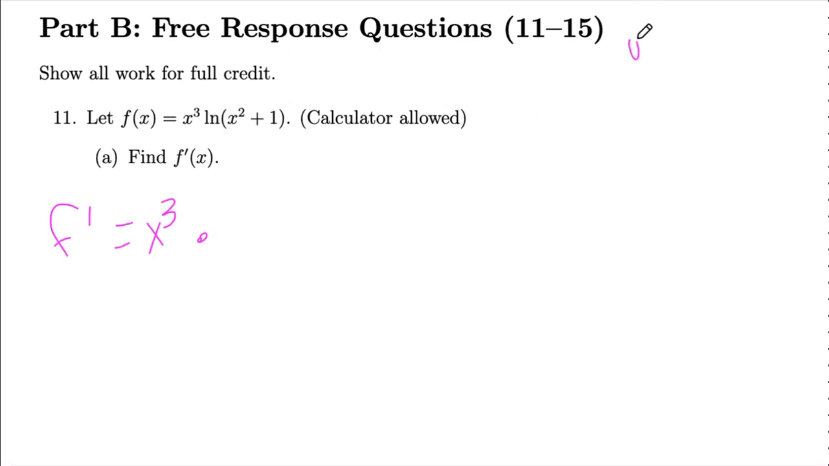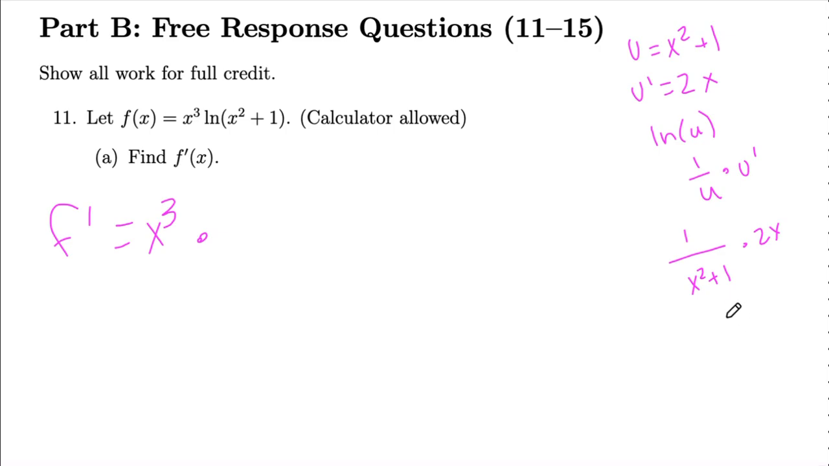So I'm going to let my u equal x squared plus 1, which would make my u prime 2x. And then I'm just going to rewrite this as ln of u, and I'm going to take the derivative of that, which gives me 1 over u times u prime. Now I'm going to go ahead and plug back in, and I'm going to get 1 over x squared plus 1 times 2x, or 2x over x squared plus 1. I'm going to just kind of write a little line here just to keep that separated.